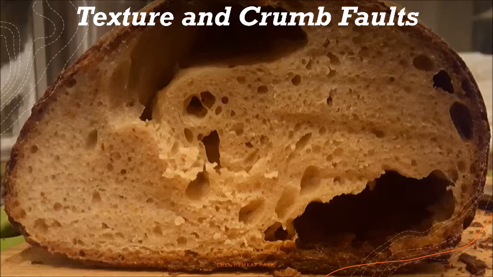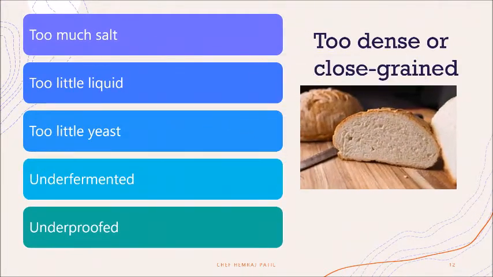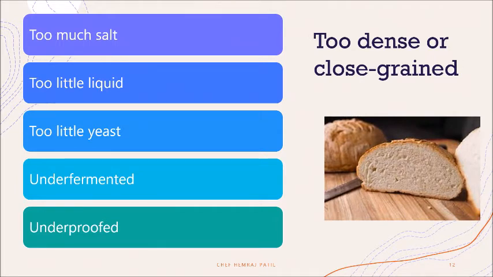So the next fault is faults related to texture and the crumbs. Sometimes your bread becomes very dense or has very close grains. The reasons are that too much salt is added. Too much salt means the retardation of the dough. The yeast is not going to develop.